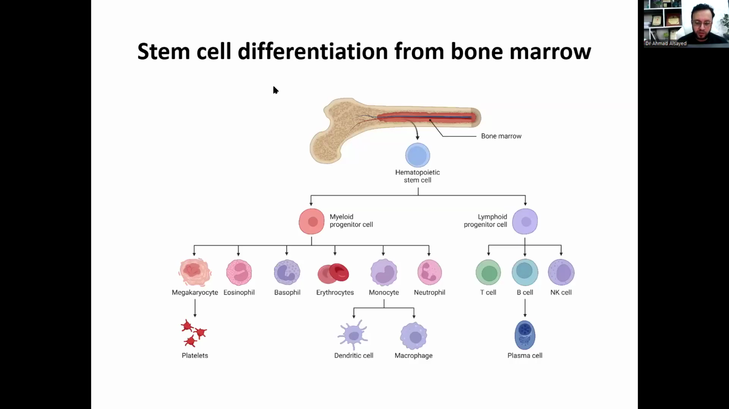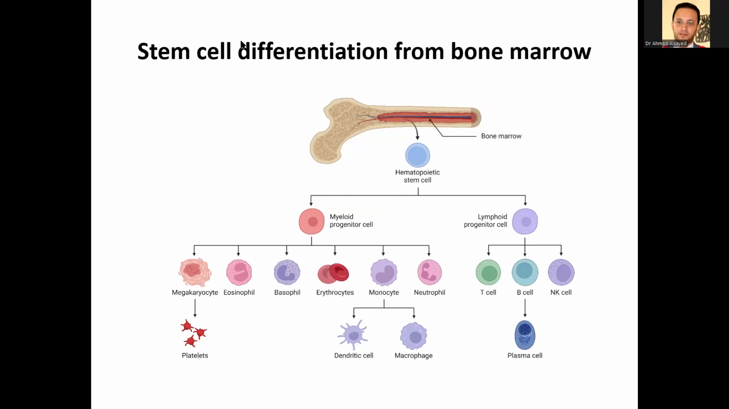So first of all, we'll talk about stem cell differentiation from bone marrow. The origin of all immune cells is from bone marrow, نخاع العظم. Actually, the bone marrow will secrete what is called hematopoietic stem cell, which includes myeloid progenitor cell and also lymphoid progenitor cell.